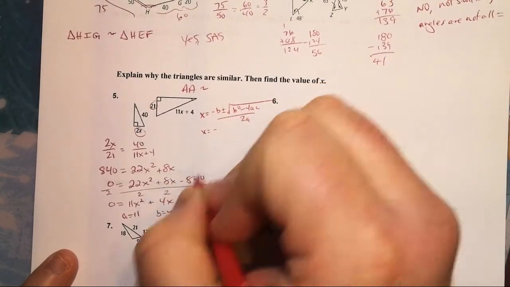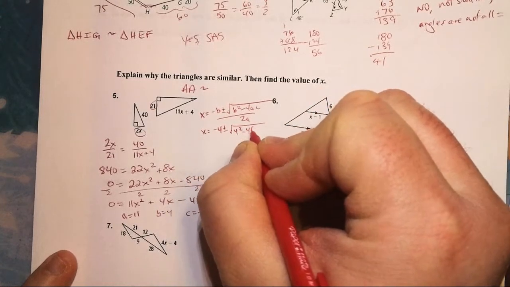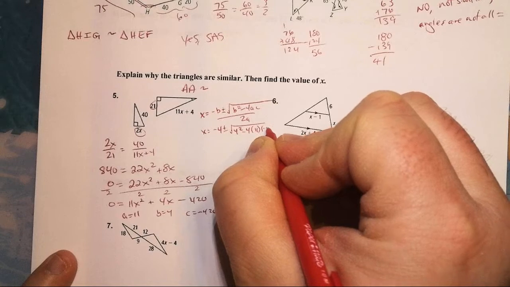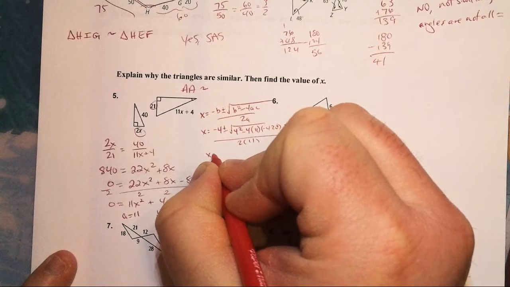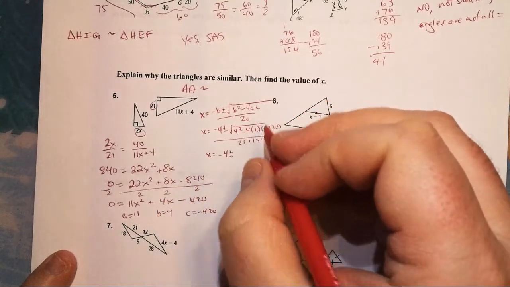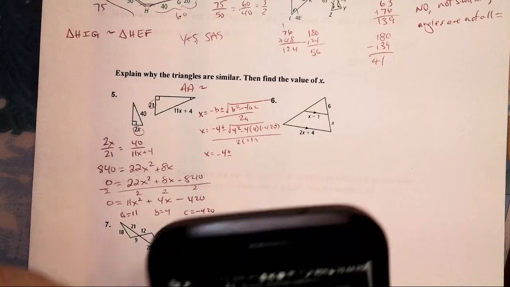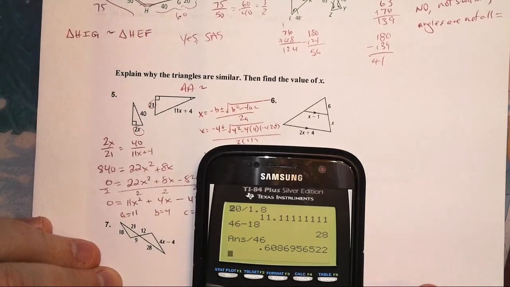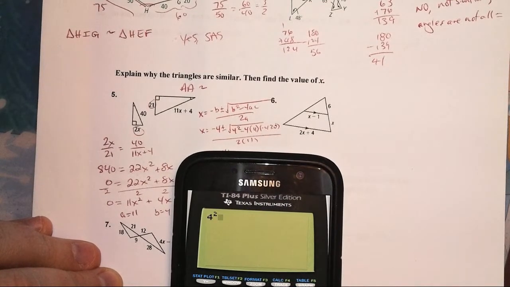So we're going to get negative 4 plus or minus the square root of 4 squared minus 4 times 11 times negative 420, all divided by 2 times 11. So we have negative 4 plus or minus the square root. I'm just going to type all this in so you guys can get an idea of what this is going to look like on the calculator. Once again, this is an older version, but you can get the idea of what we're doing. So just 4 squared minus 4 times 11 times negative 420.